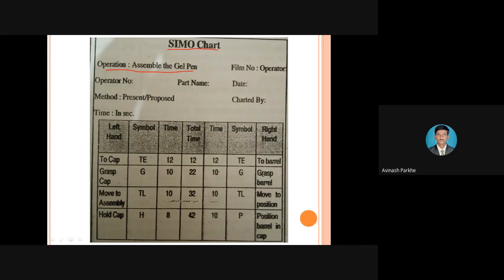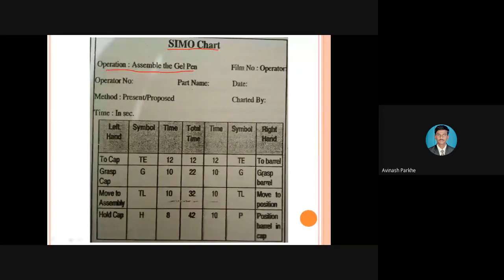If I have to go for the assembly of the gel pen, there are so many components. There is one big barrel. Then at the front side, one cap is there. At the other side, one more cap is there. And in the gel pen, we have to insert the refill also. So whatever activities are performed by the left hand and the right hand during the assembly of the gel pen can be represented using this Simo chart.